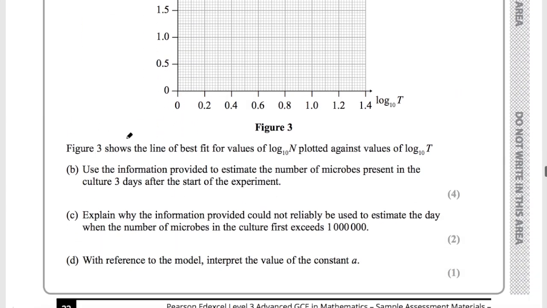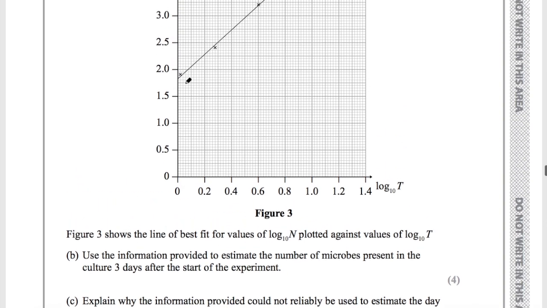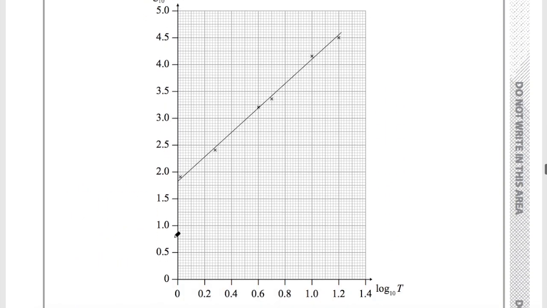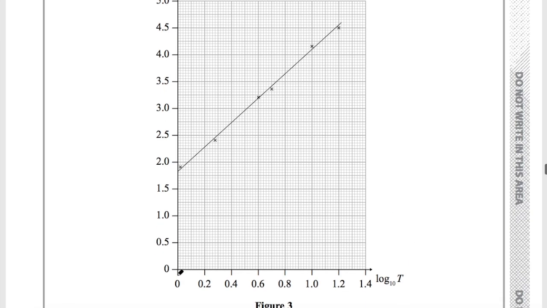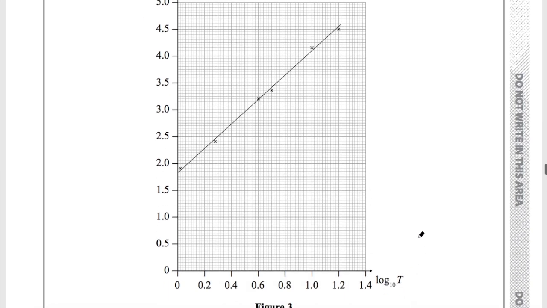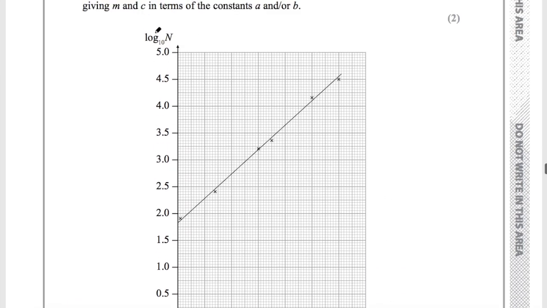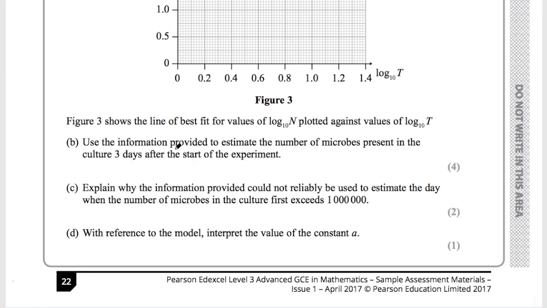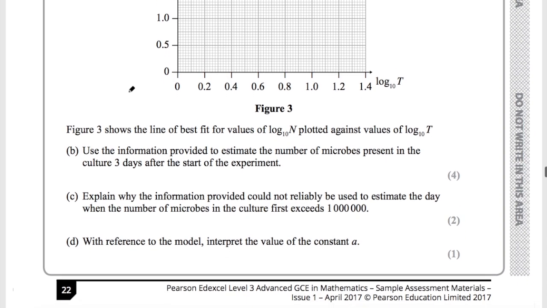So the question goes on. Figure 3 shows the line of best fit for values of log base 10 of N plotted against values of log of T. So here we have log of N going from 0 to 5, and here we have log of T going from 0 to 1.4. Remember, this was the microbes, N was the number of microbes, and T was the number of days. So now we have the log of those two things. Part B says use the information provided to estimate the number of microbes present in the culture 3 days after the start of the experiment.